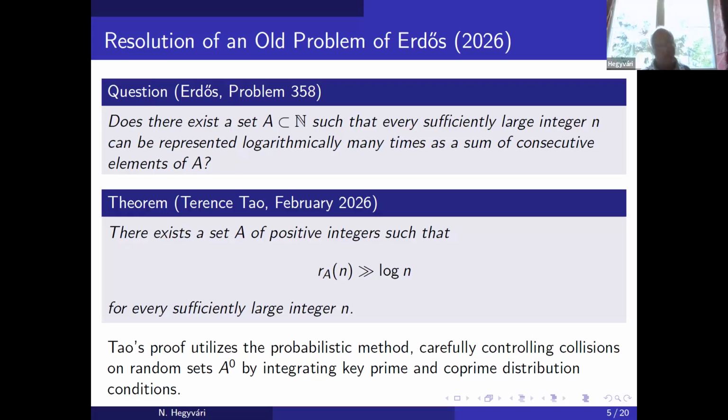Tao's construction is a tricky one. Of course, it is a probabilistic one. And the trick is that he made a random construction after controlling the collisions of the random sets. So he collected the nodes, and after some very tricky technical work, the trick is in the construction.